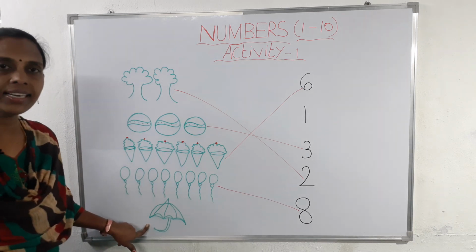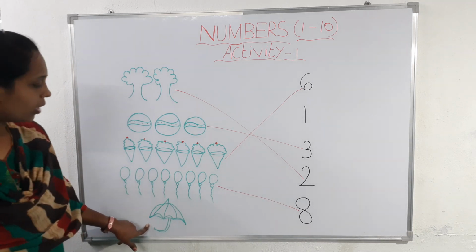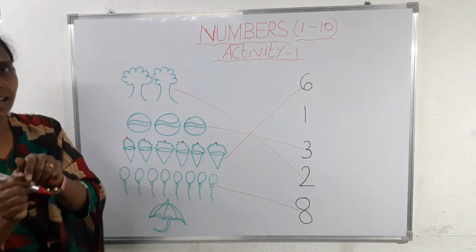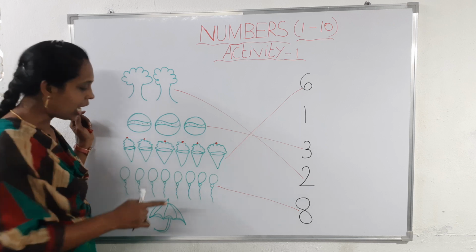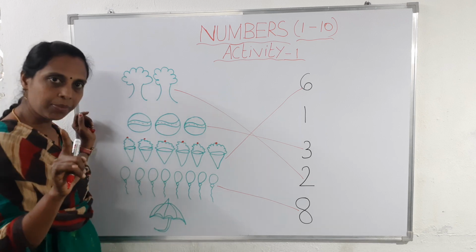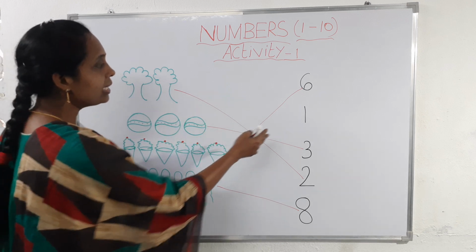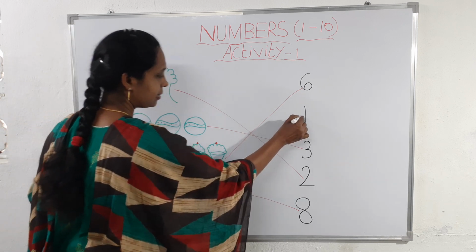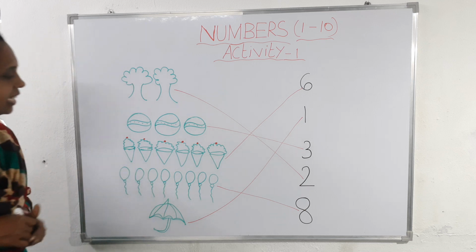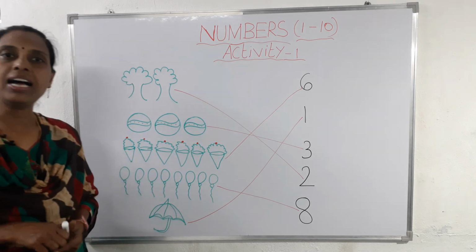Next, last picture. What is this, children? Umbrella. How many umbrellas are there? Only one. How many umbrellas? One umbrella. Where is number 1? Yes, here. Do the matching. Okay, children. Very good. All of you done.